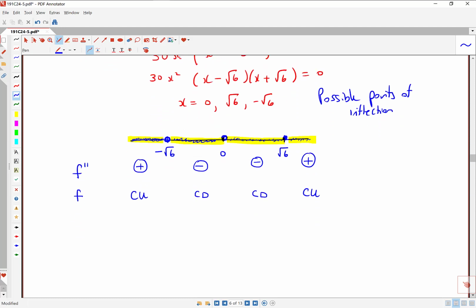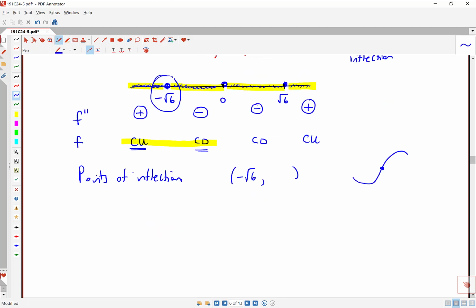Okay, so with that table done, we can now write down our points of inflection. So you're going to have a point of inflection when the concavity actually changes from concave up to concave down or vice versa. So at negative root 6, we've got this behavior where we're moving from concave up to concave down, which in our sketch you can think like this. So cereals in the bowl and then cereals on the floor. So negative root 6 is that x value where the concavity switches.